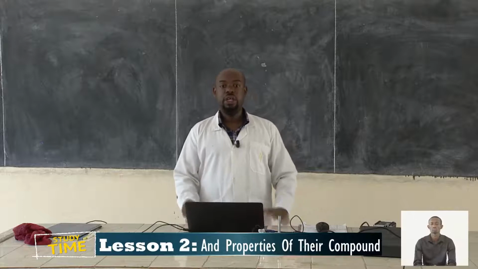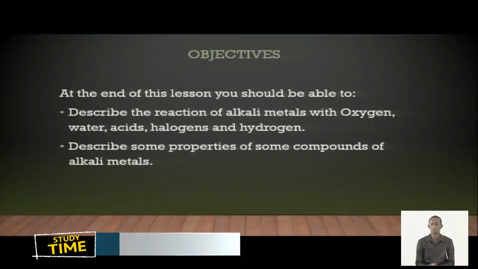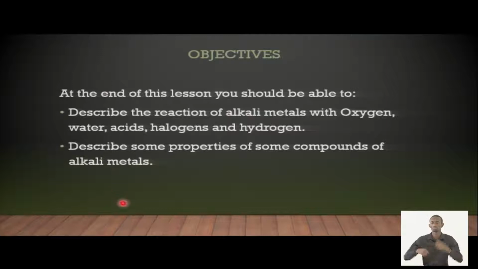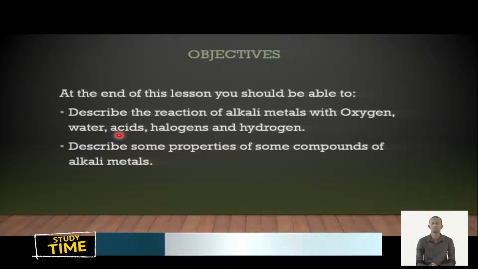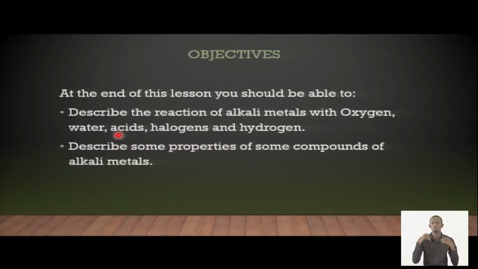Before we look at the various reactions, let us read the objectives so that you can know what you should be able to do at the end of this lesson. You should be able to describe the reaction of alkali metals with oxygen, reaction with water, reaction with dilute acids, and why not the concentrated acids, and halogens and hydrogen. But with the concentrated acids, it's not something you can do in a school laboratory, because it is very dangerous.